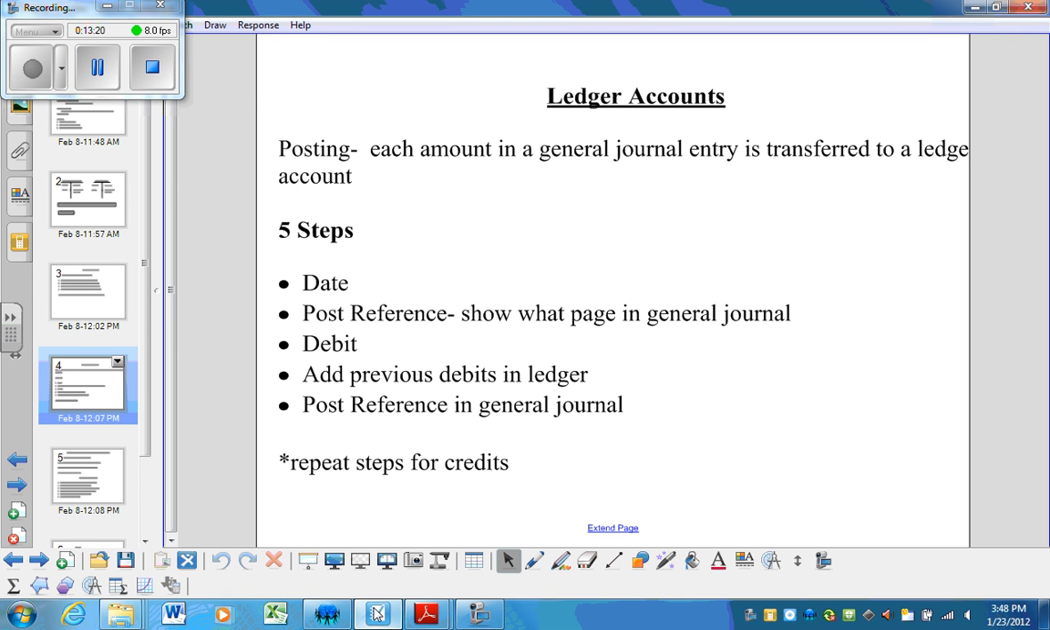Okay, so this is ledger accounts. You have your date, your post reference. That would be like the G1. We have the debit. If you have anything in the previous debit, you add them together and you post reference in your general journal. Haven't shown that to you yet, but I will in a moment.